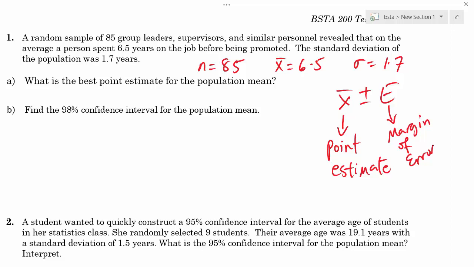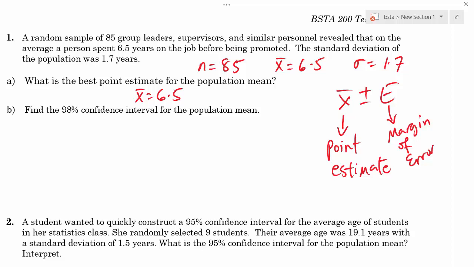So what is the best point estimate for the population mean? We're talking about what single value can we use to represent the population mean. For example, if I want to find the average age of all Humber College students, I can find the average age of students in my classes. My classes will constitute a sample of Humber College students, and if I find the average age of all students in my classes, and that number is like 23, that number is a single value. So we call that the point estimate. So what's the point estimate for the population mean in this question? 6.5 years. Thank you. So the point estimate is just simply 6.5 years. That's all the question is asking for there.